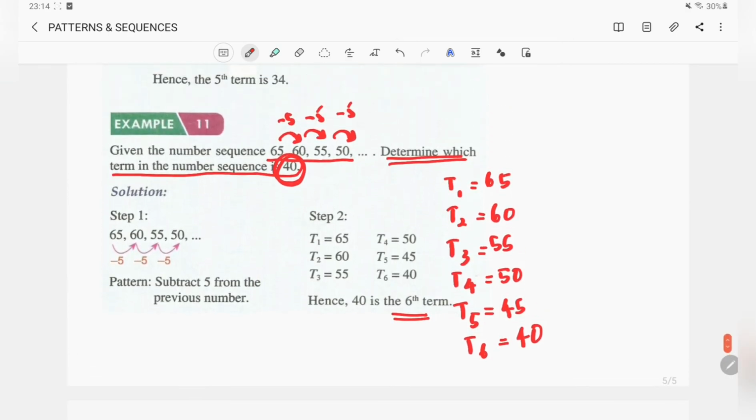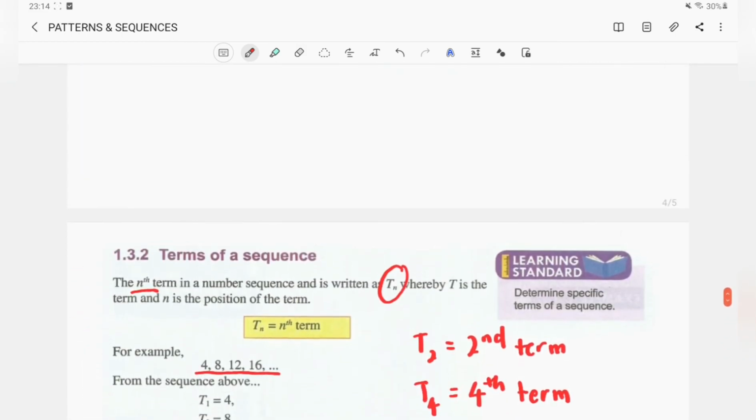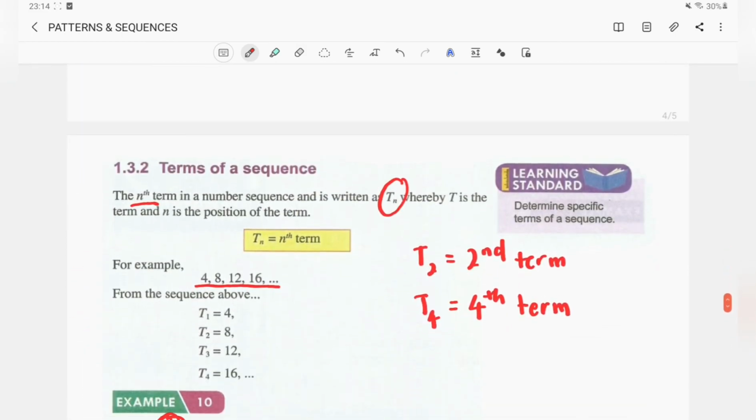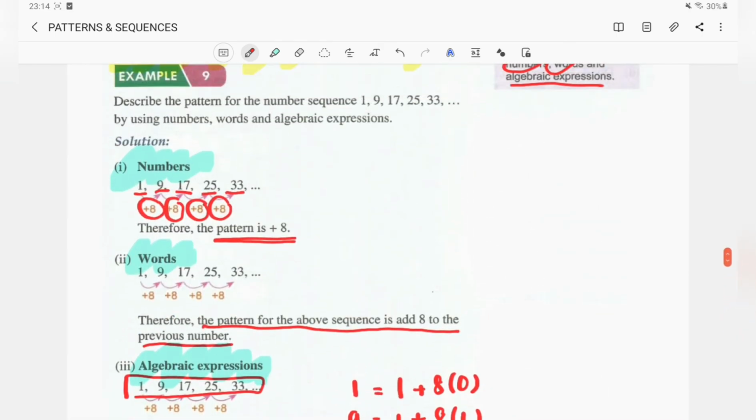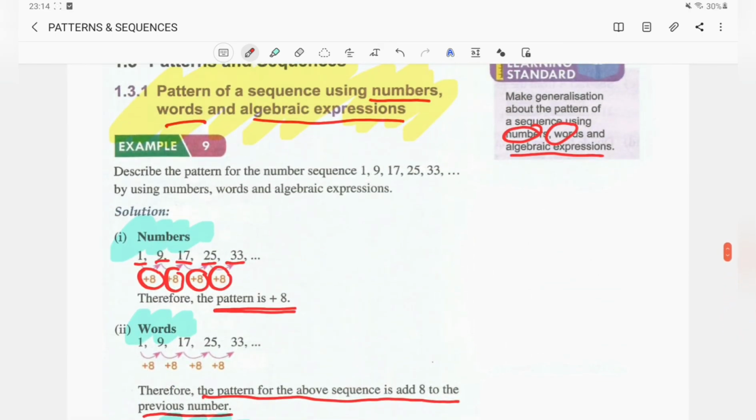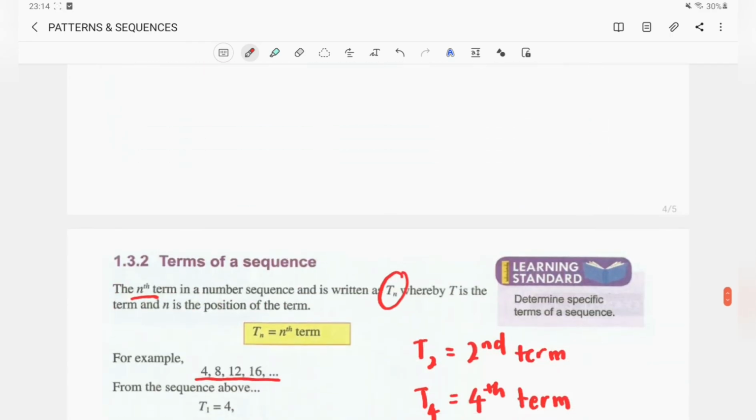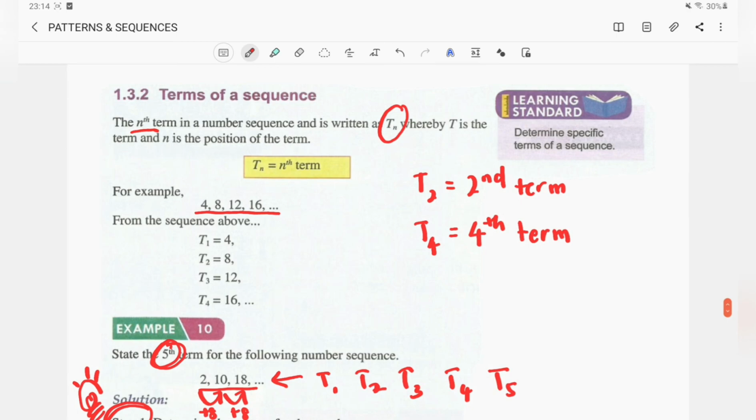Okay, so that's all for today about 1.3, that covers the learning standard. The first learning standard for this video is to make generalization about patterns of sequence by using numbers, words and expressions. You can try the exercise in the textbook to further understand. And the second learning standard is to determine the specific terms of a sequence. It is actually very easy. So try to do the exercise. Remember, in mathematics you have to do practice, practice and practice.